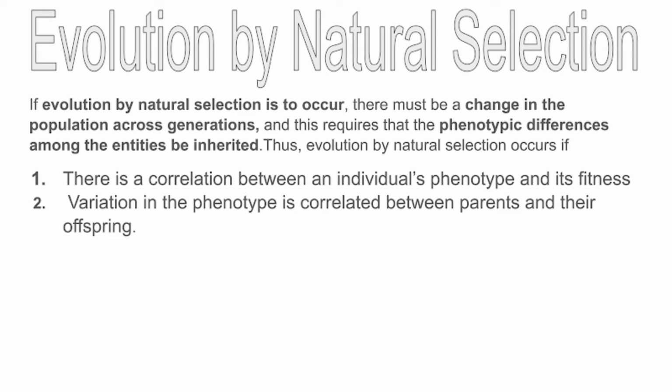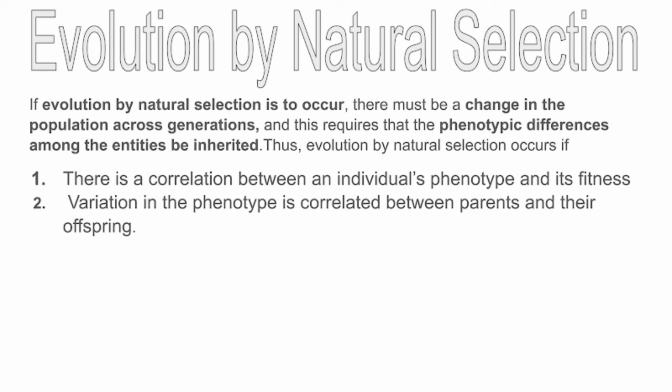The variation in the phenotype is correlated between the parents and their offspring. The variation in the phenotype, that is, the difference in the phenotype which is increasing the fitness of an individual, should pass on from parents to their offspring so that in the next generation it increases the chance of survival of the next generation as well.